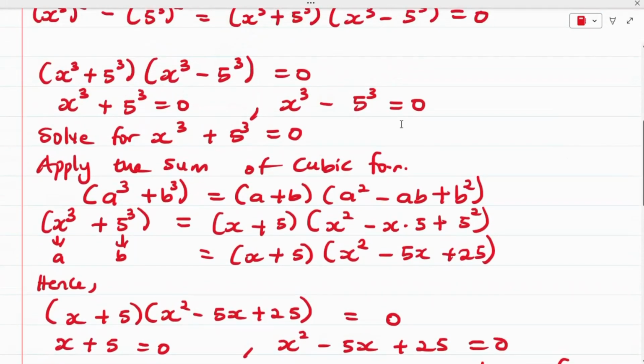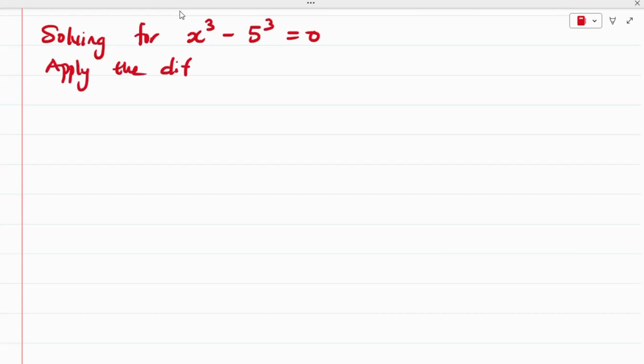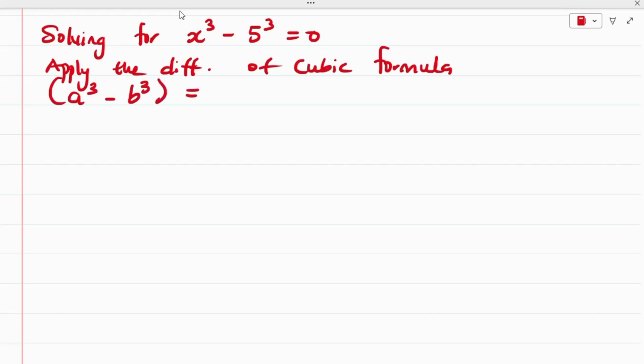So right here, guys, we want to solve for x raised to the power of 3 minus 5 raised to the power of 3 is equal to 0. So we want to solve for this right here. We want to simply apply the difference of cubes formula, which states that a raised to the power of 3 minus b raised to the power of 3 is equal to a minus b into a square plus ab plus b square.